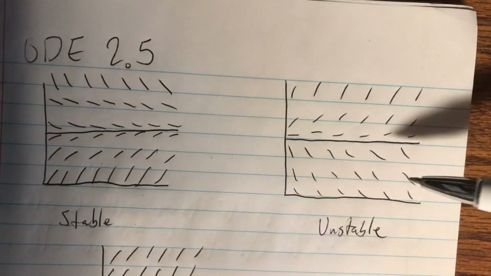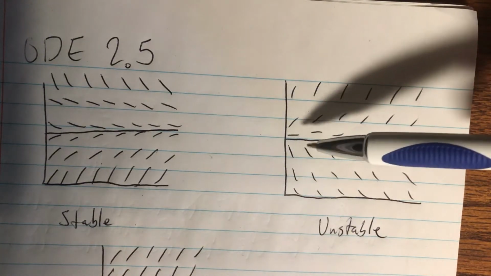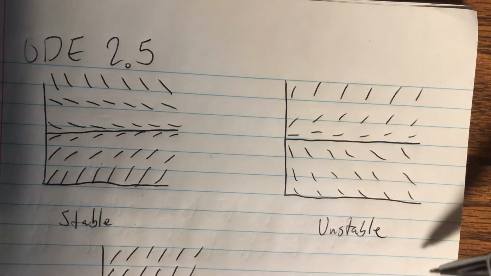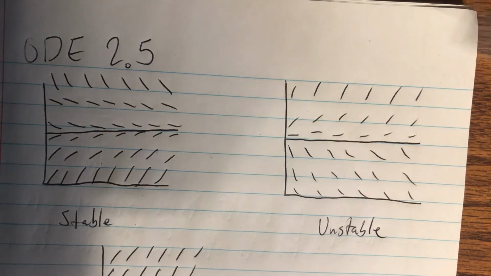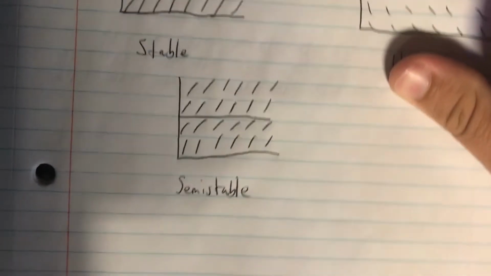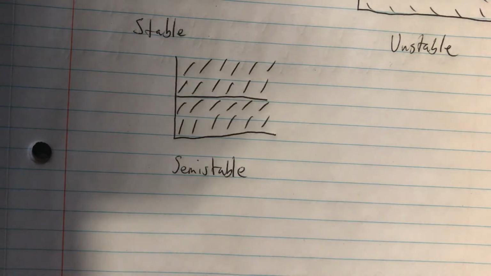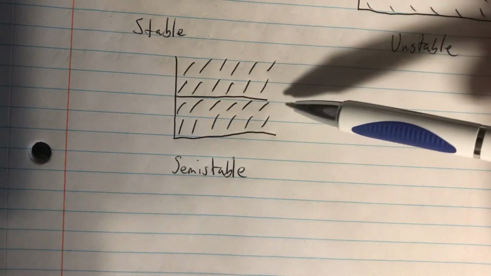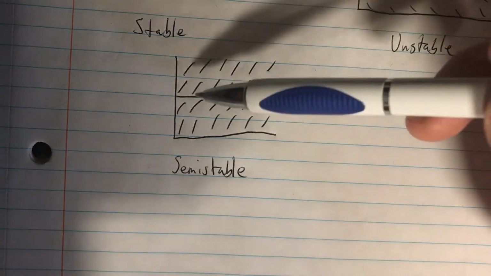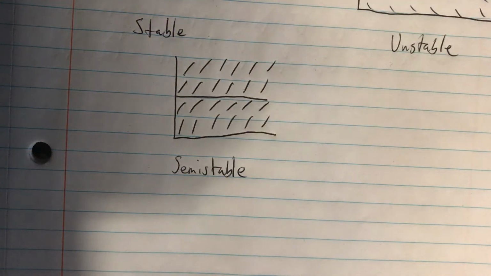Now if we go over to this one, we notice that these are actually going away from each other, or going away from the line, so we call that unstable. And lastly, we can have a semi-stable case. That means that this one side is converging to this line, and then this solution is actually diverging from it, so we call that semi-stable.